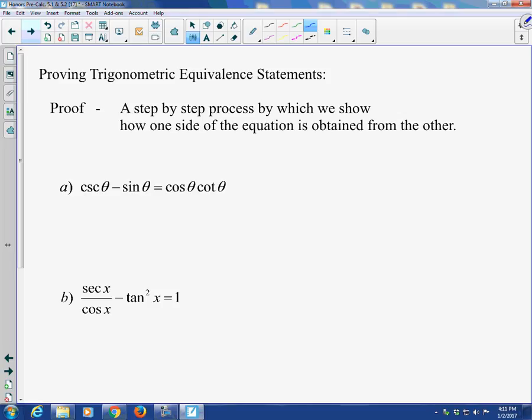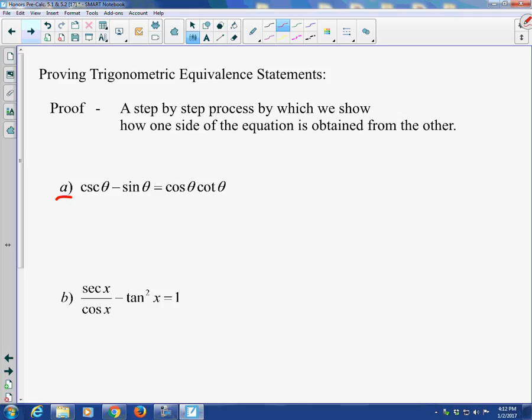So this isn't something where we're subtracting things from both sides or going from one side to the other with algebra. We're basically just taking one side of our equivalence statement and manipulating that to show that it equals the other side. Right, so we're going to look at A together, and then I'm going to let you guys try B and C on your own.